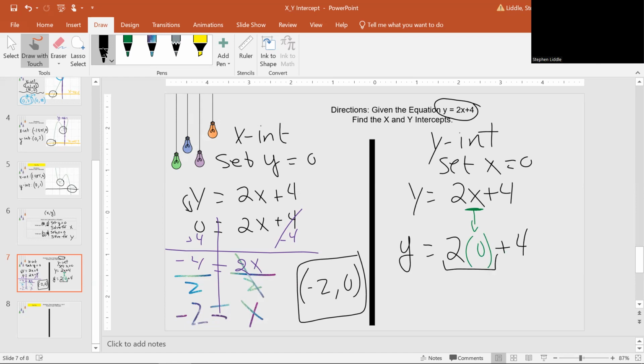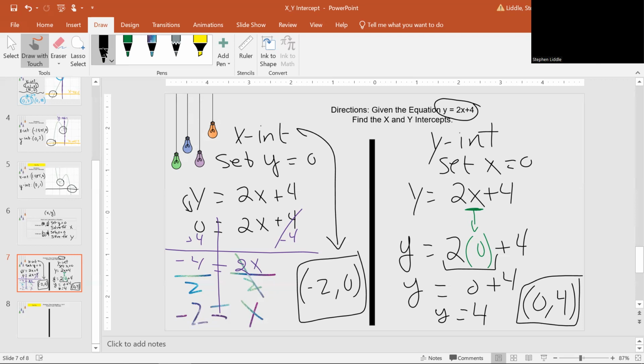2 times 0 is 0. So that gives me y equals 0 plus 4. So y equals 4. Again, this is what our y is equal to. Our y-intercept needs to be a point. So our final answer will be 0, 4 for our y-intercept. This follows the rules where we have our x-intercept having a number, 0, and our y-intercept having a 0, a number.